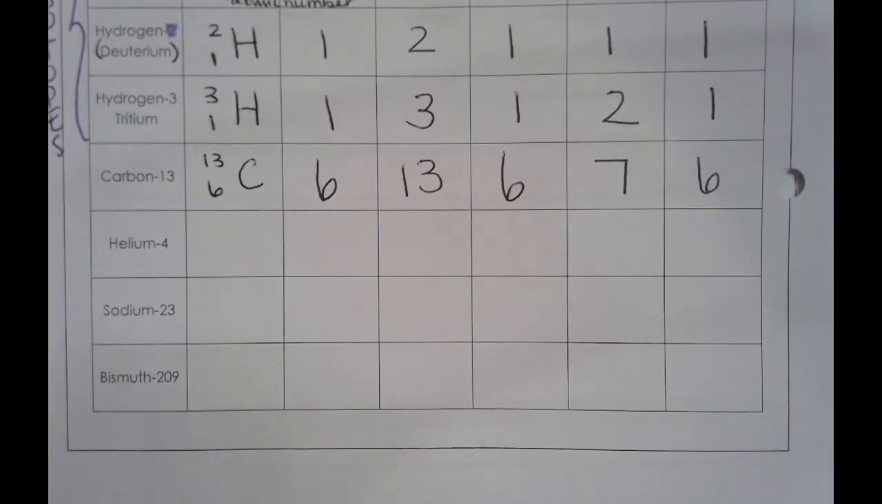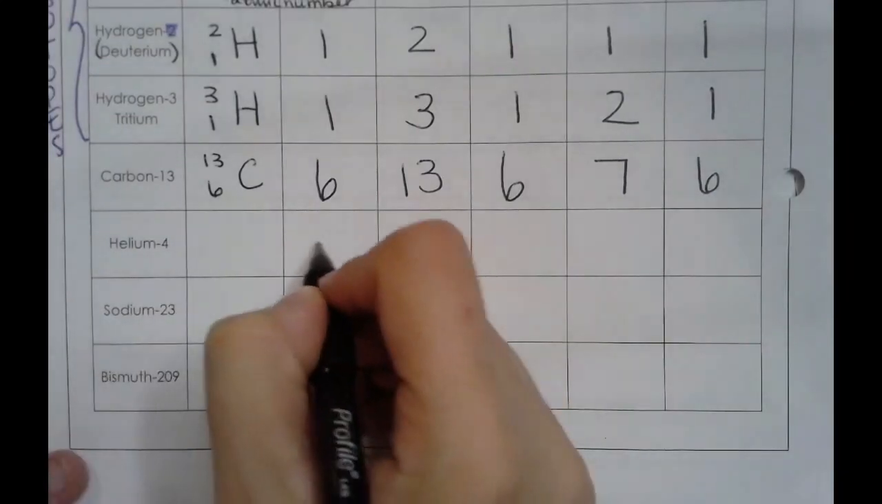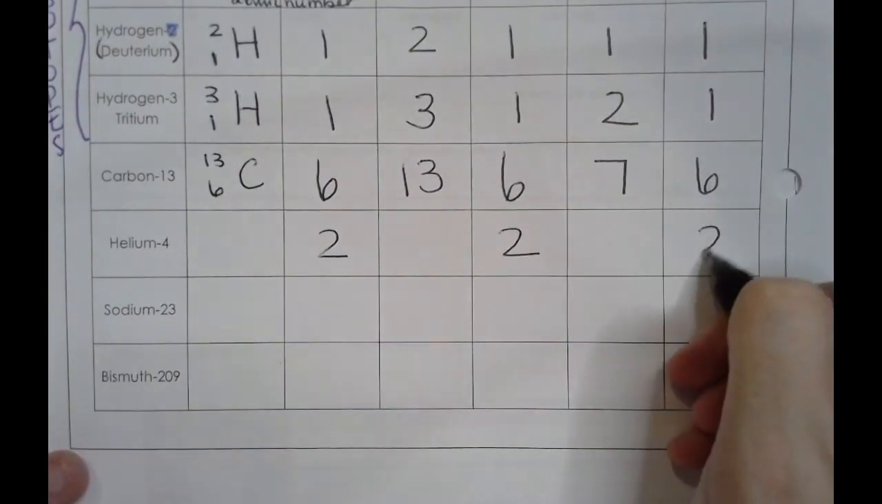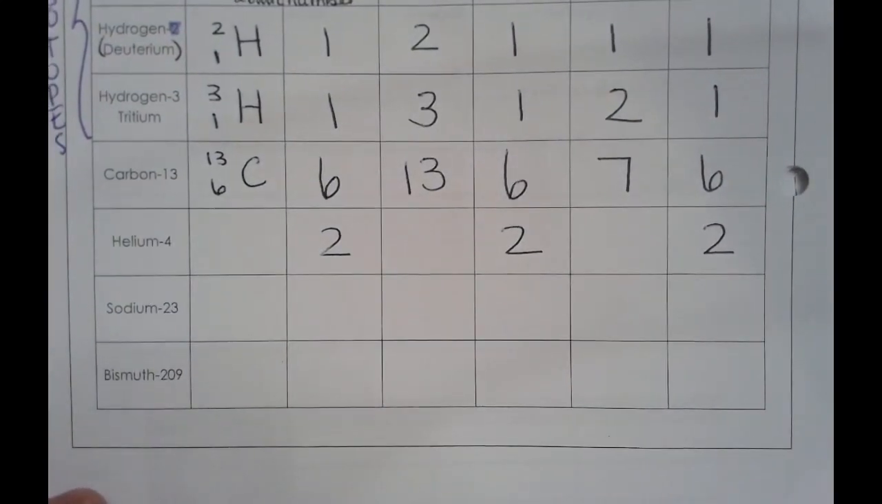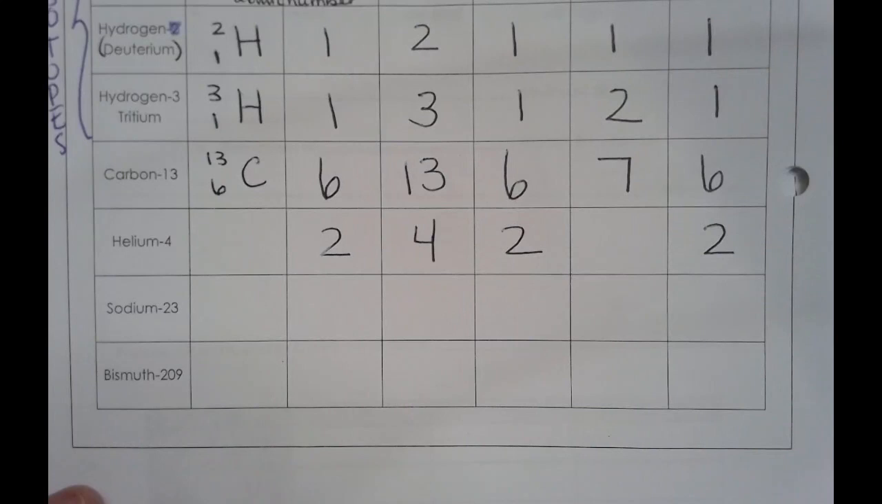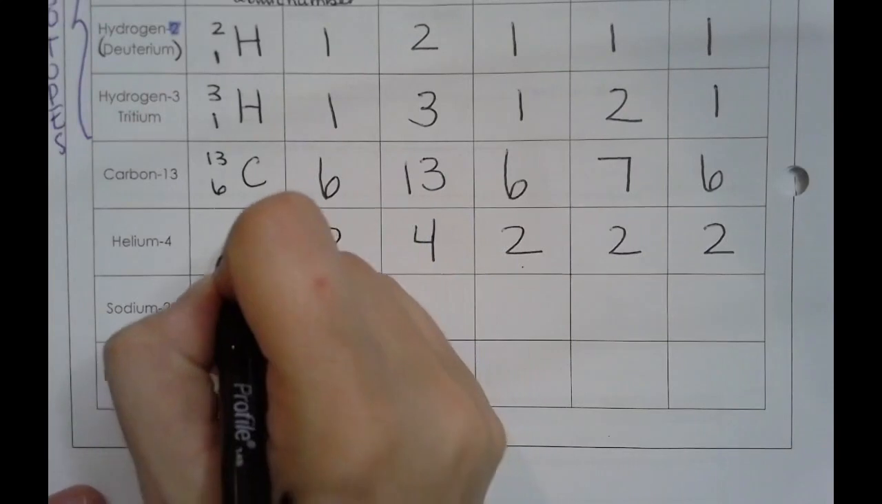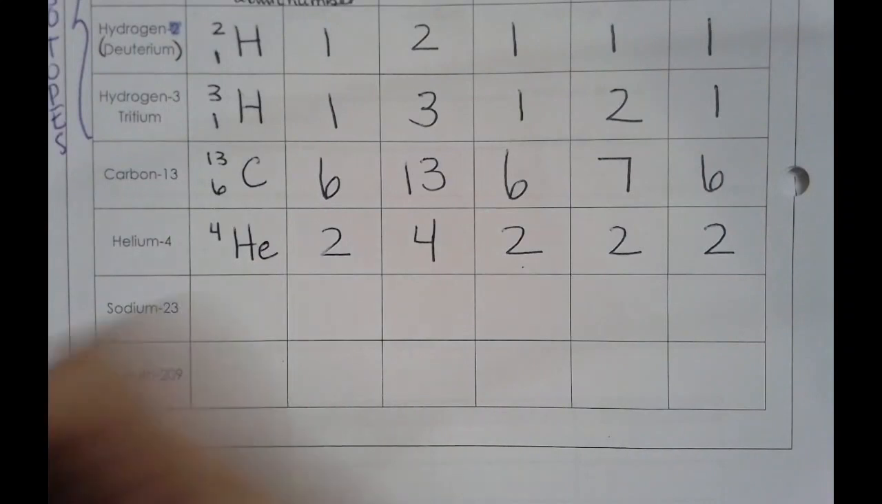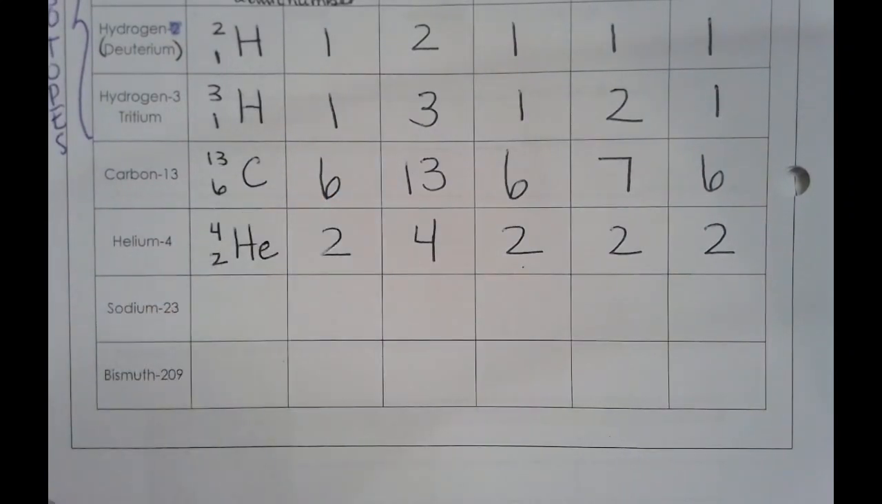Let's try helium-4. So, 2 protons, because its atomic number is 2, and because it's neutral, 2 electrons. Mass number is 4. Therefore, must have 2 neutrons. 2 plus 2 is 4. Symbol for helium is He. Mass number is 4. Atomic number is 2. What I'm going to do is you try the next two and pause this video, and when you come back, I will have the correct answers up.